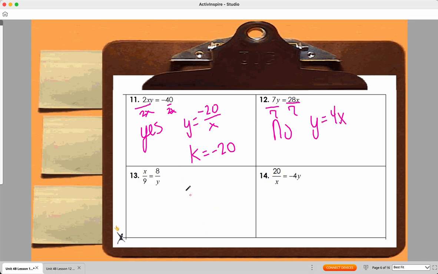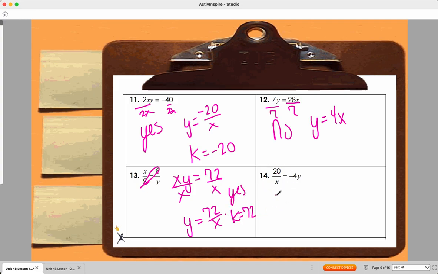This one's a little bit trickier. How do I get rid of my y? This one I'm going to use my proportion thinking. I'm going to come over here and go, okay, cross multiply, x times y equals 72. How do I get rid of x? I'm going to divide by x. Y equals 72 over x. Then yes, this is yes, and k is 72.